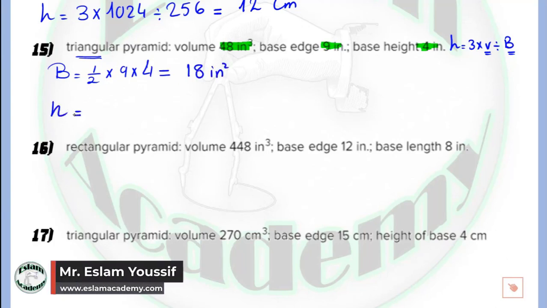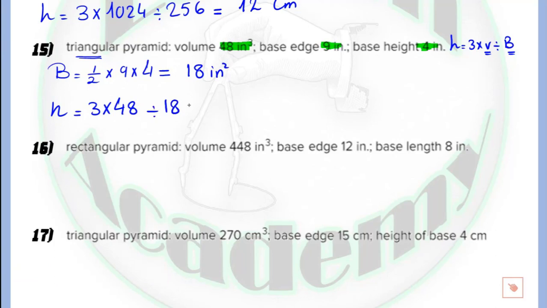Now we need to find the height. The height is equal to 3 multiplied by the volume, which is 3 multiplied by 48, divided by 18, which is the area of the base. By solving the operation, we find that the height equals 8 inches.